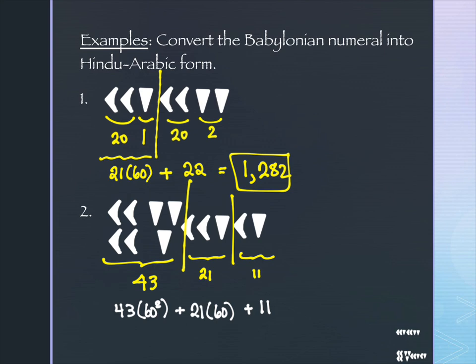And then your calculator gets to multiply everything for you, right? Told you we weren't going to want to multiply this out. 43 times 60 squared plus 21 times 60 plus 11. What's our total? What'd you get? 156,071. You're right. Very good. 156,071.